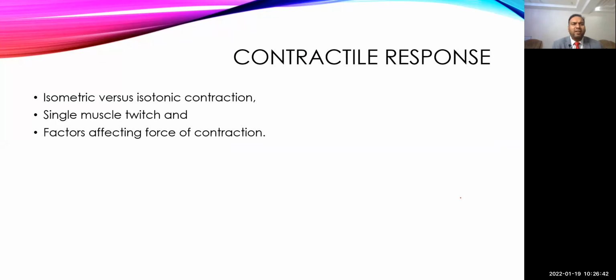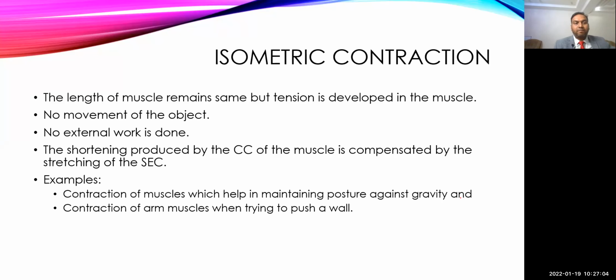Okay, then come to the contractile response. How does the contraction occur? I said there are two types of contraction: isometric and isotonic contraction. Then in experimental animals, we can do a single muscle twitch. Then we can see the various factors which affect the force of contraction.